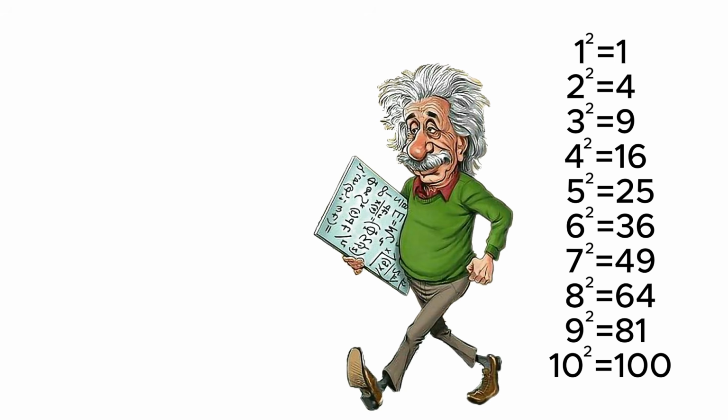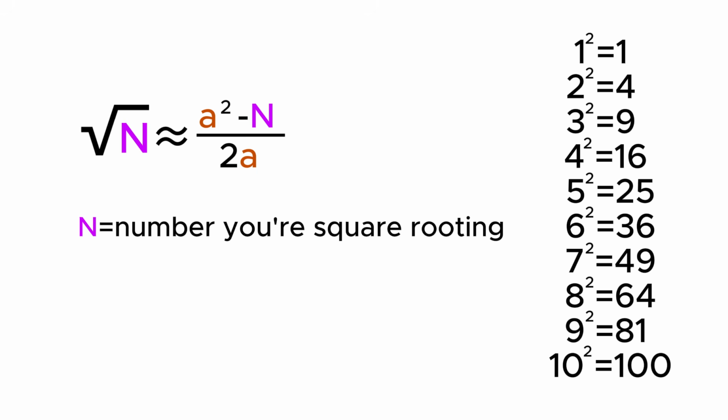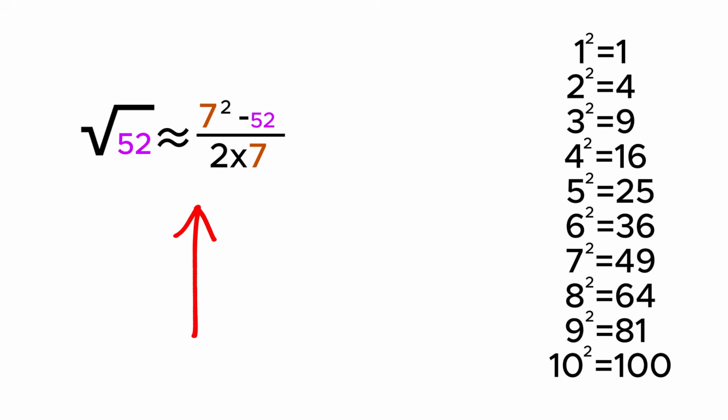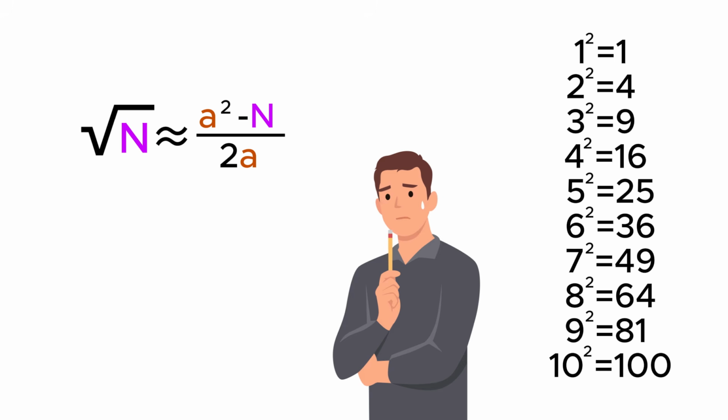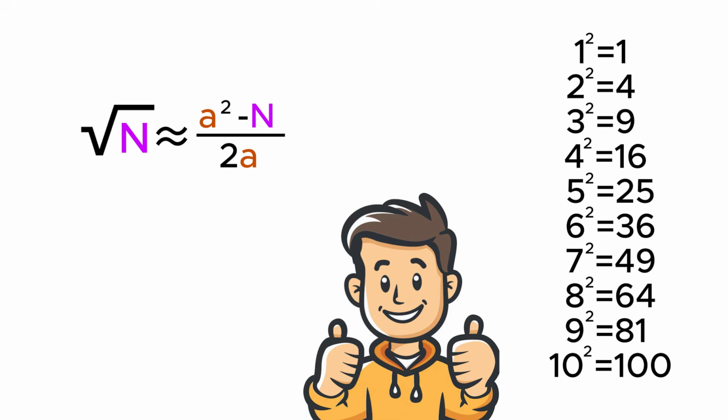The formula for this method can be expressed as square root of n approximately equals a plus n minus a squared, divided by 2a, where n is the number you're trying to find the square root of, and a is the number whose perfect square is just below it. In our example, n was 52 and a was 7, so the equation would look something like this. This formula can be useful, but don't worry if you don't understand it, since you can just remember the steps without it.